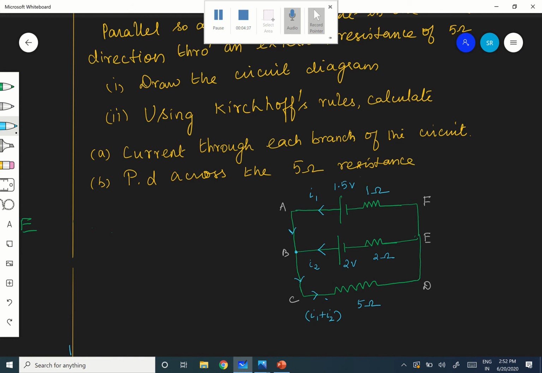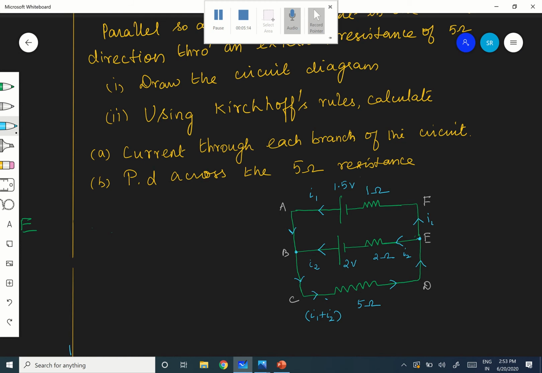Therefore the current passing through the 5 ohm resistor is I1 plus I2. Now from D to E, the current I1 plus I2 goes, and at E it divides into two. In the branch EB, I2 will flow, and I1 will go through FA. Are you following? Therefore through FA it is I1.